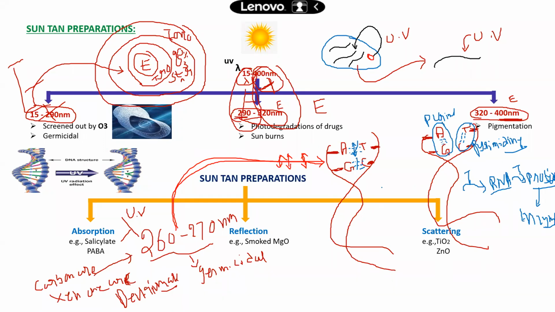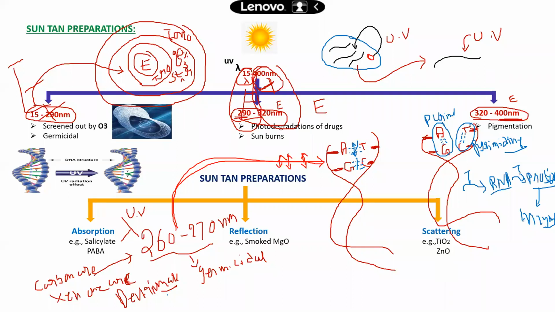Which UV rays will show this activity? 260 to 270 nanometer, 262, which is generated by carbon arc, xenon arc, deuterium arc. But friends, nowadays these UV lamps are not recommended. Why, sir? So the mechanism is excellent, then why are they not recommended?